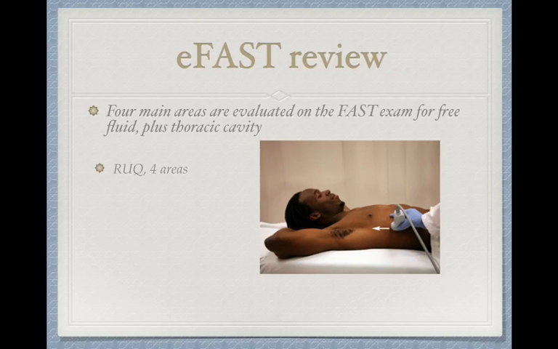All right, so that's it, everybody. Remember that for these 4 main areas of the FAST, plus the thoracic cavity, right upper quadrant, there's, again, within that, 4 areas we want to explore: above the diaphragm, below the diaphragm, Morrison's pouch, and the inferior tip of the liver. Then the left upper quadrant, we're doing the same. We're looking for all 4 of those areas. Then we've got the suprapubic, the subxiphoid, and then again our pneumothorax and chest assessment. All right, thank you.